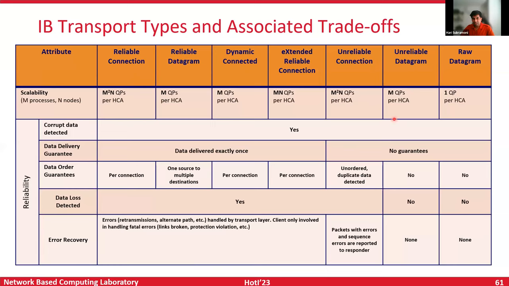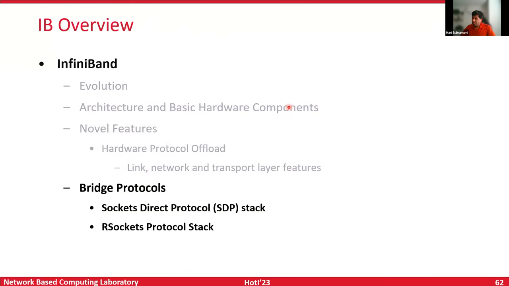Unreliable datagram, on the other hand, is very scalable because it is connectionless. However, it does not have any of the nice features like atomics or RDMA that RC has. So vendors try to come up with a lot of bridge protocols like extended reliable connection and dynamic connected to see if you can get the scalability of unreliable datagram with the performance and features of reliable connection. So this is where the state of the art lies in terms of transport protocols if you look at IB. Any questions so far? Okay, if not, we can move on.